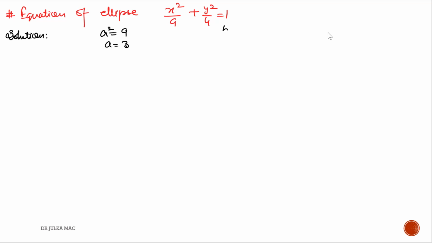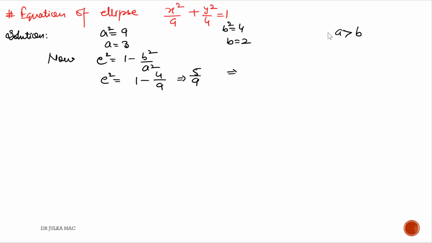Now we'll explain with the help of an example. First example, equation of ellipse is given to us: x square by 9 plus y square by 4 equals to 1. So this is the first kind of equation of ellipse. Here a square equals 9, so a equals 3, and b square equals 4, so b equals 2. And we will calculate e square using formula 1 minus b square divided by a square. So e square equals 1 minus 4 upon 9, which equals 5 by 9. So the value of e equals root of 5 divided by 3.